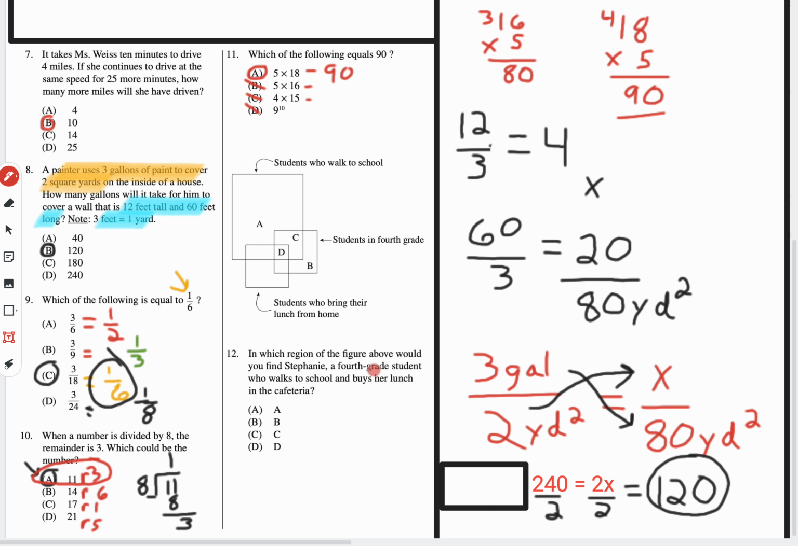In which region of the figure above would you find Stephanie, a 4th grade student who walks to school and buys her lunch in the cafeteria? Here we can use process of elimination. If Stephanie is in 4th grade, then we can eliminate A, because 4th grade students are only in regions B, C, and D. Let's eliminate A.